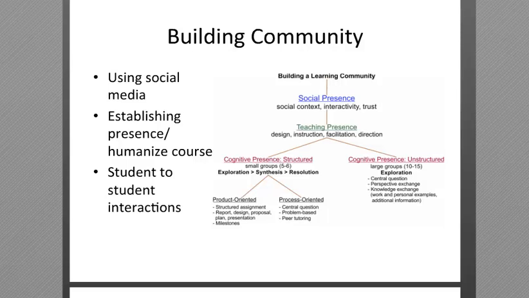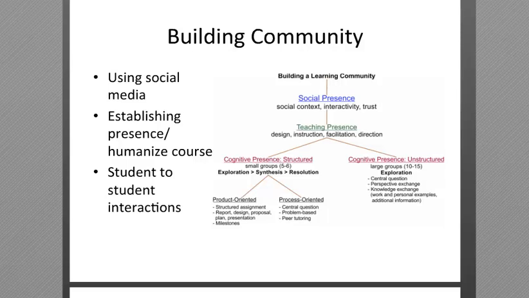You should look at it in terms of it's a need to help with the online portion of the blended course, meaning that you have to build community to be able to get students to get the resources and the help that they need to be successful in a course like that. So I want to talk about using social media and then establishing presence in a course and the online portion of the course, humanizing the course, and then also the importance of the student-to-student interaction.